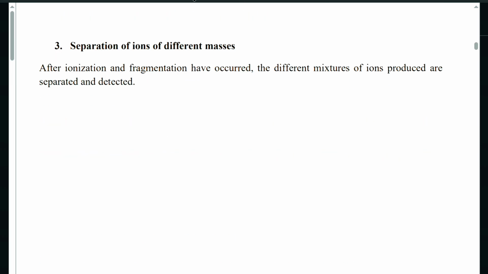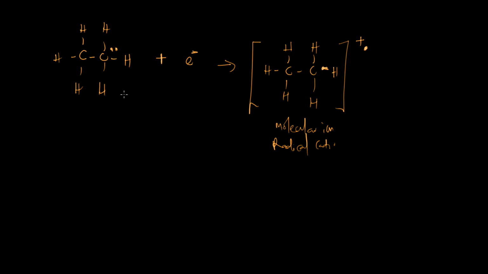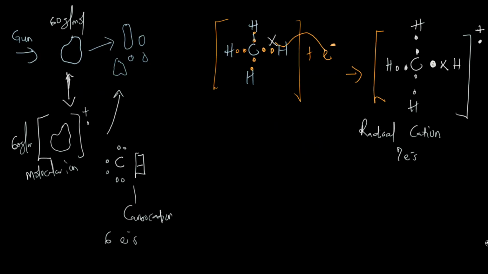So, separation of ions of different masses. After ionization and fragmentation have occurred, a mixture of different ions is produced, separated and detected. Remember the illustration of the box. Let's bring it back to that. When this is bombarded, we have the radical cation or molecular ion, and we now have all these fragments. All these fragments are separated according to their molecular mass. So it's then what we see on the mass spectrum.